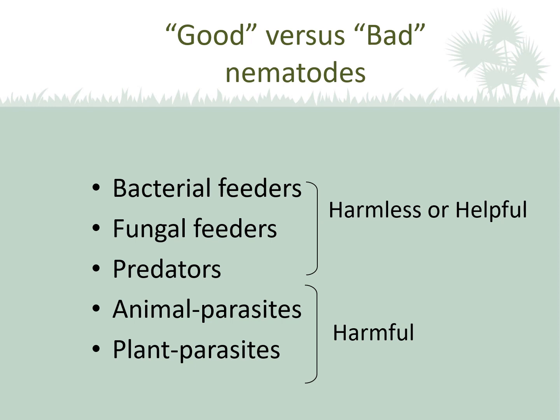Good versus bad nematodes. Let's consider good ones first. Most nematodes feed on bacteria or fungi and are important in decomposition and nutrient cycling in nature. Some nematodes are predators, preying on microscopic animals, insects, or other nematodes. What's bad about them? Some of the nematodes that we think of as bad are animal parasites, such as heartworms, that cause diseases of humans, pets, and livestock.